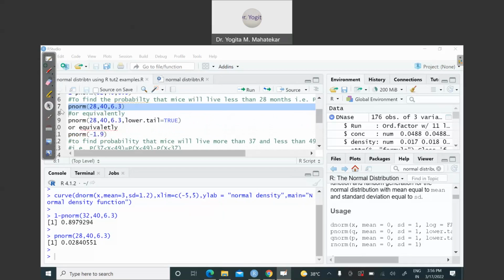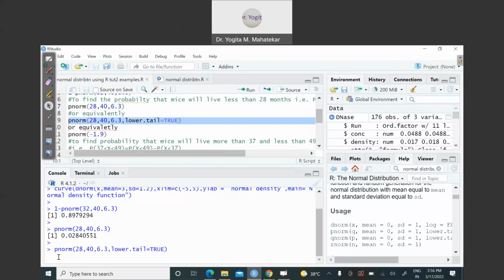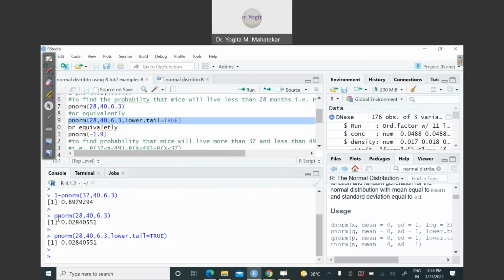So let me just compile the last two commands. So here I am saying lower tail is true. It's an equivalence that lower tail is true means capital X is less than or equal to 28. When I press Ctrl plus Enter, you can see the previous answer and this answer are matching. Even if you don't say anything with respect to lower tail true or false, it will give you the same answer. It will assume by default that lower tail is true.